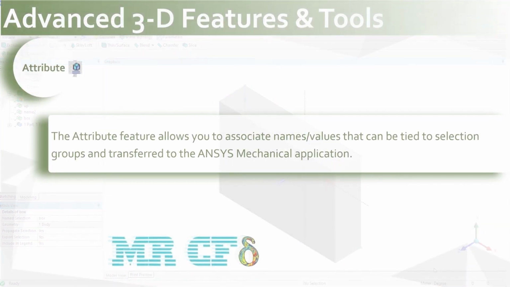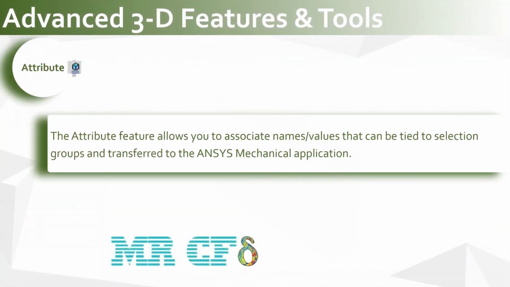The attribute feature allows you to associate name values that can be tied to selection groups and transferred to the ANSYS Mechanical application. You can select any combination of 3D edges, faces, bodies, and vertices. Selections are performed through an apply/cancel property called Geometry in the Details View in Modeling mode of ANSYS DesignModeler. Unlike feature names, which have numerous restrictions on what characters are allowed, the attribute name property is much less restrictive.